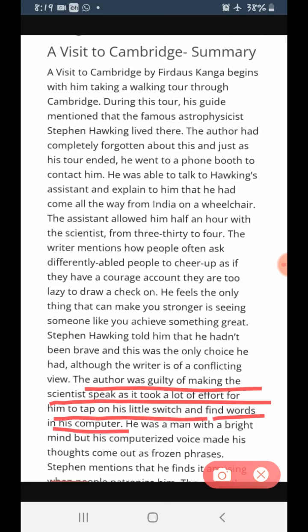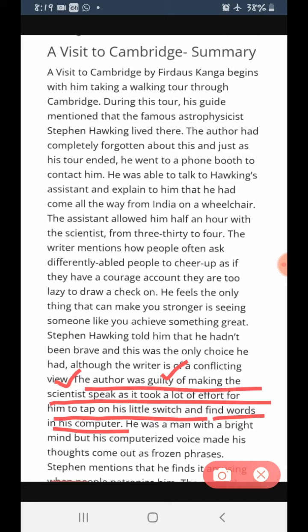Now see here, what did the author say? The author said that he finds it guilty, उसे बुरा लग रहा था, of making the scientist speak. Who is the scientist? Stephen Hawking. So he said that he feels guilty making the scientist speak because it took a lot of effort for him. Why? Because he was unable to speak well, because he was a differently abled person. Stephen Hawking was a differently abled man, so he couldn't speak.